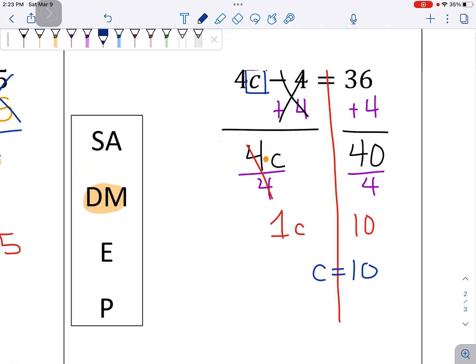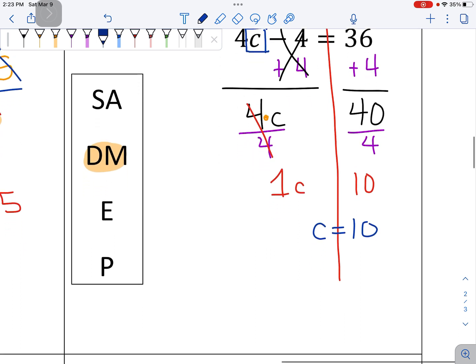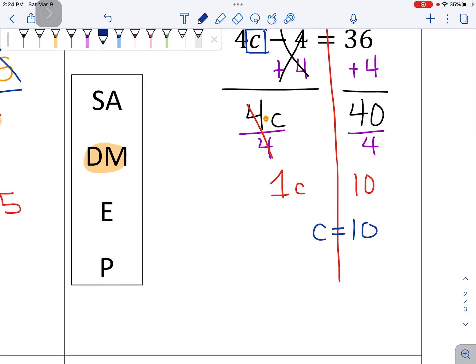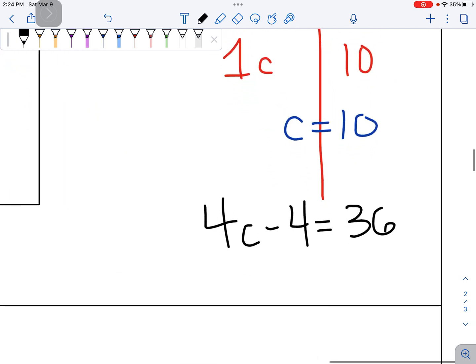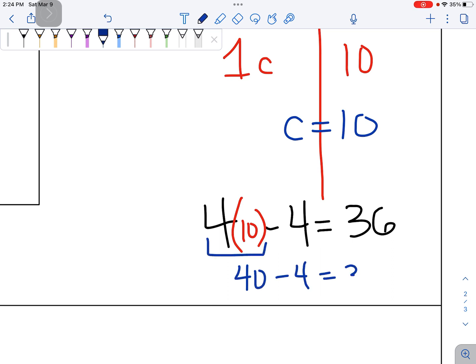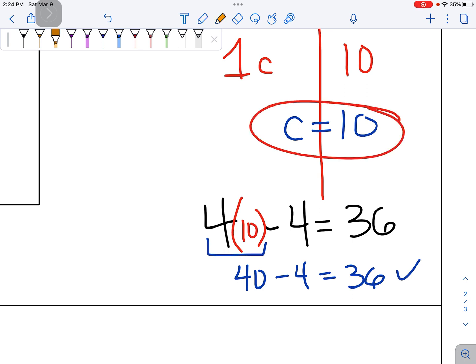I'm going to rewrite the original problem, 4C minus 4 equals 36. And then I will replace the C with 10. Here we go, 10. And I see 4 10s here, that's 40. 40, take away 4, oh, it is 36. Great, still doing awesome. C does equal 10, and I'm going to circle that answer.